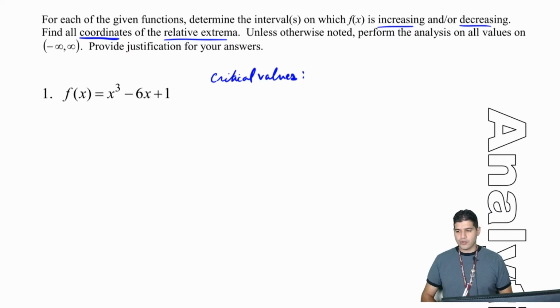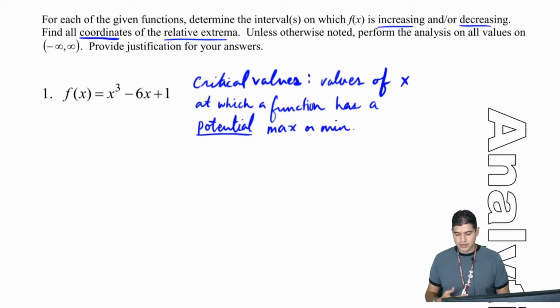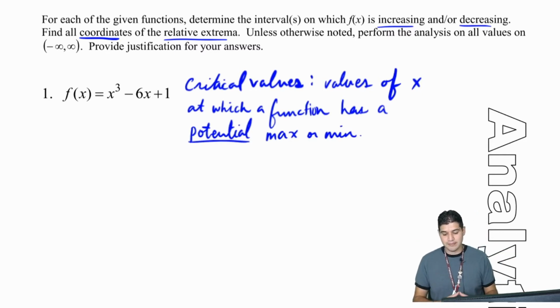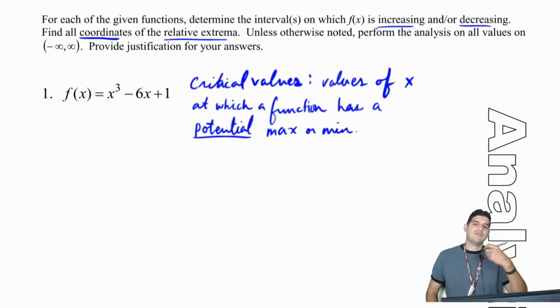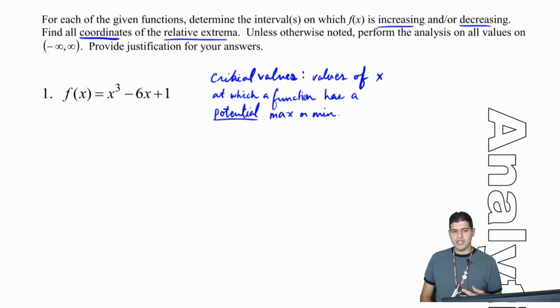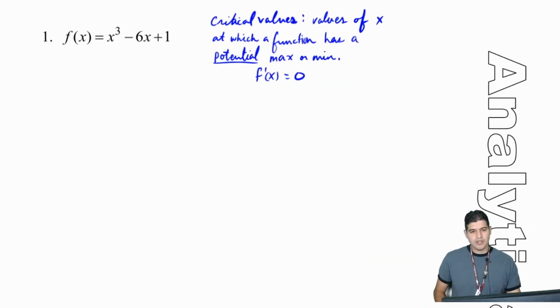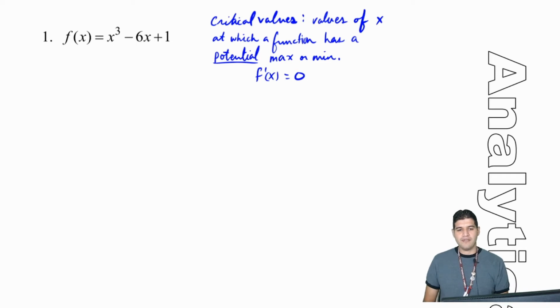So what are critical values? Well, critical values are values of x at which a function has a potential maximum or minimum. So if you refer back to any of our other videos, we know maximums or minimums are occurring when f prime of x is equal to 0. So having said that, we know we need to find the derivative here.